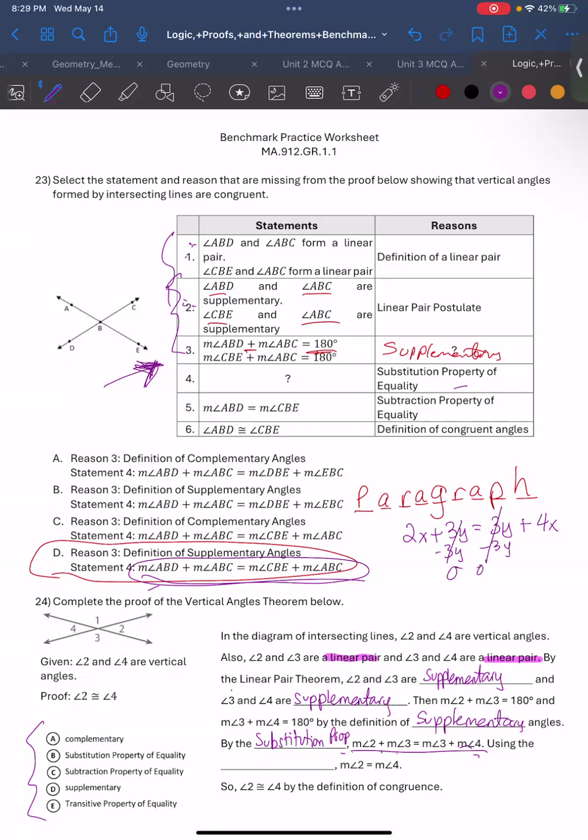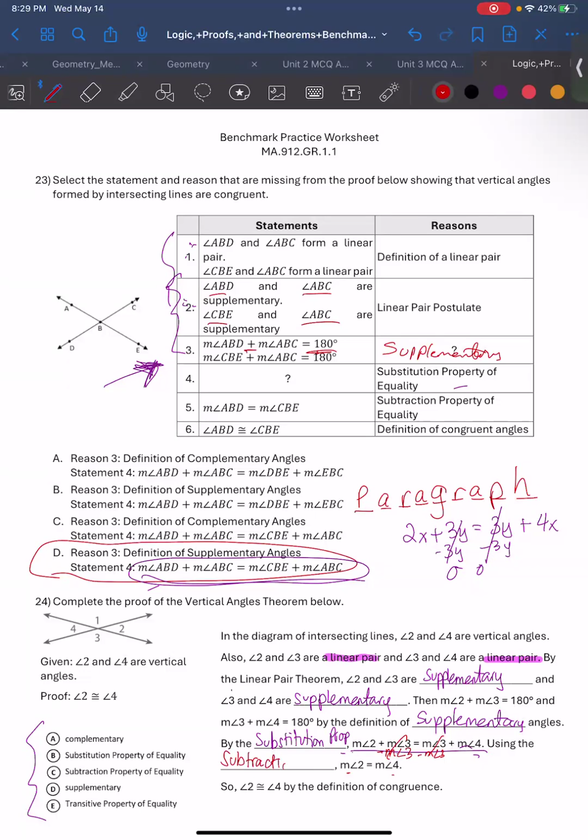Same idea over here. If I subtract measure of angle 3 from the measure of angle 3, wouldn't that cancel out? Yes. So then which property is getting it to be 2 equals 4? Subtraction. Subtraction.